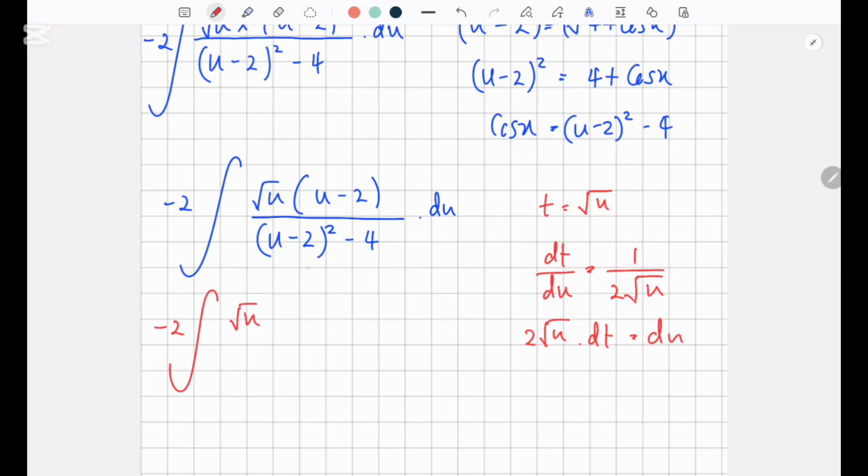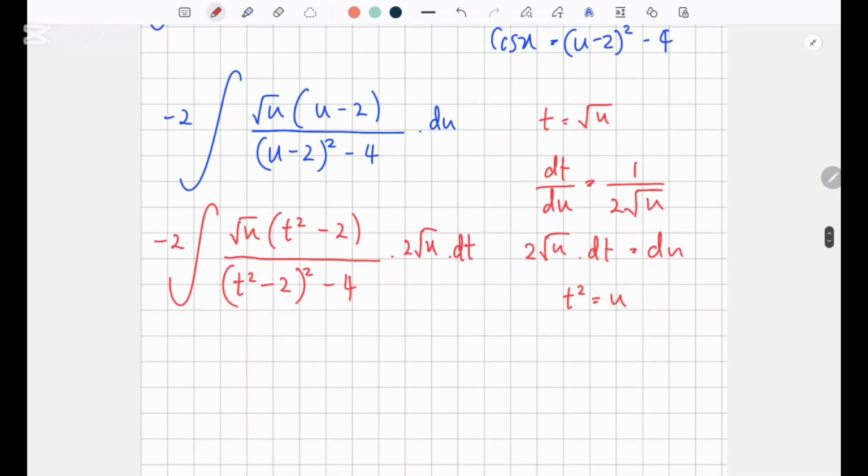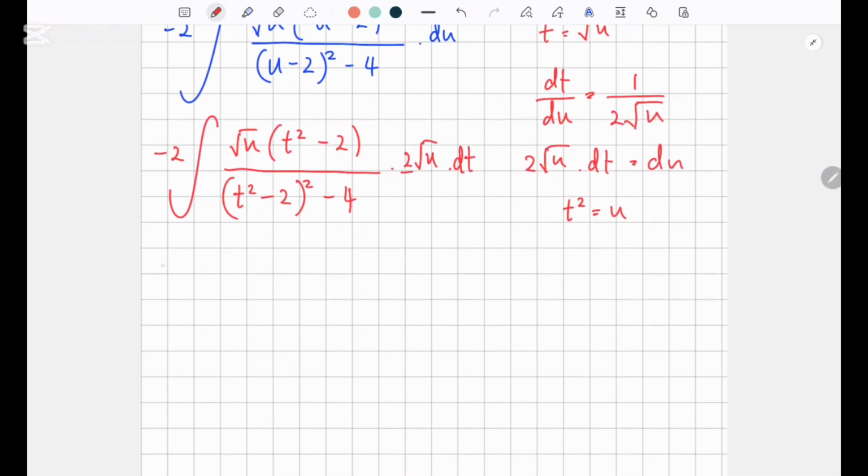root u into, so what's u now? So we can write t squared equals u, right? So into t squared minus 2 over t squared minus 2 in bracket squared minus 4. And instead of du, you can put in 2 root u dot dt, right? So we can take this 2 outside too. So we have minus 4 in the integration of u into, so root u into root u is u, which means it's t squared, right? T squared into t squared minus 2 over t squared minus 2 squared minus 4 dot dt.